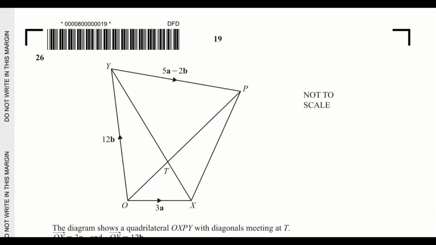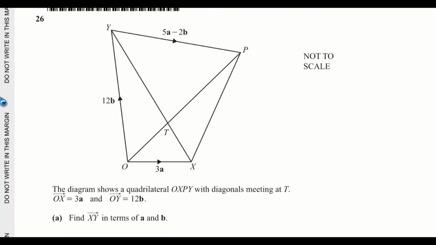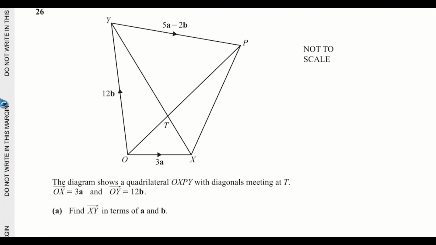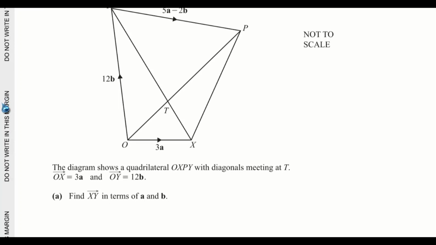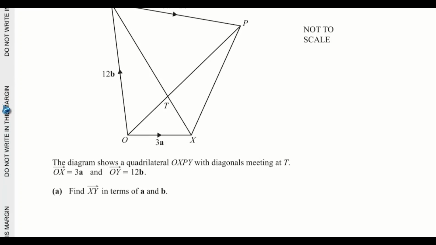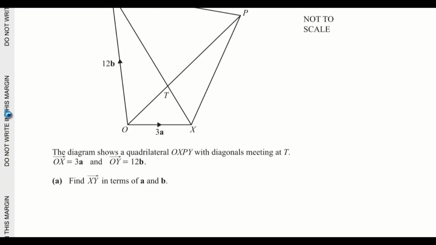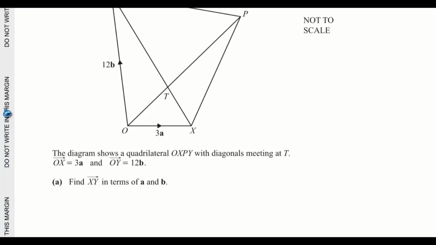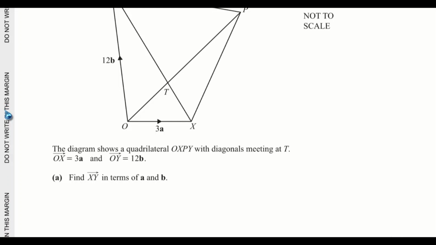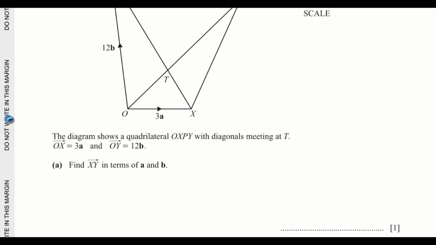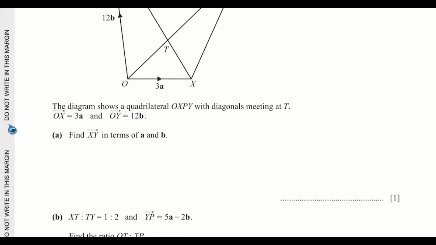So this is the last part of question 26. It's a vector question. The diagram shows a quadrilateral OXPY with diagonals meeting at C. OX equals 3a and OY equals 12b. Find XY in terms of a and b.